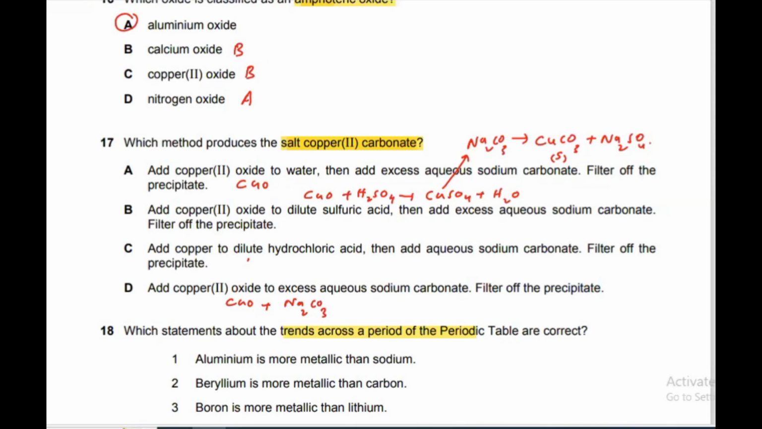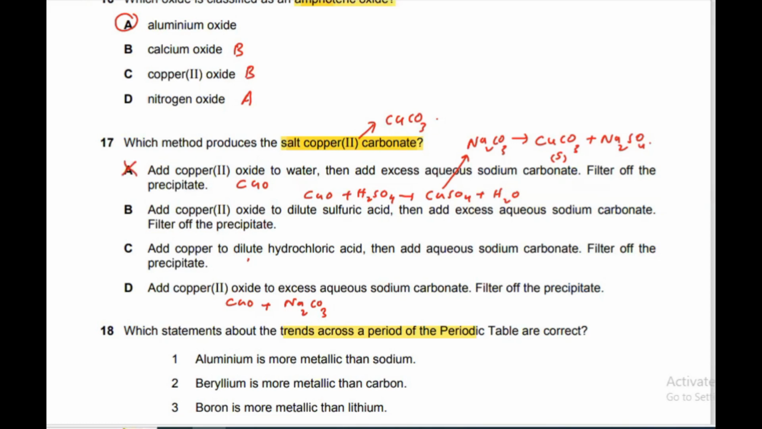In the next question, which method produces the salt copper(II) carbonate? Copper(II) carbonate is CuCO3. Just look at the different options. Add copper(II) oxide to water. Copper(II) oxide is insoluble in water. Then add excess aqueous sodium carbonate. Copper(II) oxide is basic and sodium carbonate is also basic, so they cannot react. So A is not the answer.